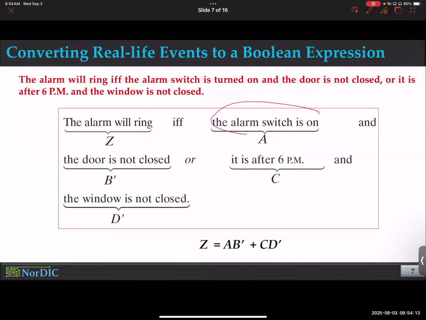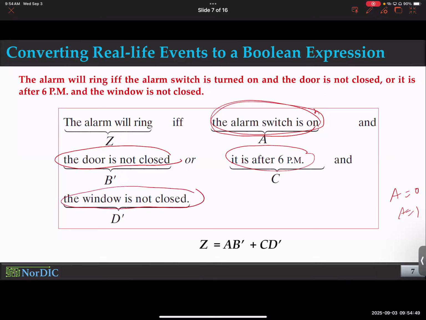If the alarm switch is on, I need a variable to represent the alarm switch. Let's take it as A. If A equals 0, that means the alarm switch is off. If A equals 1, the alarm switch is on. Does that make sense? I need a variable to represent the alarm switch. Is it on or off? And then I need a variable to see whether the door is closed or open. Still with me? Okay. I need a variable to see whether the time is before or after 6. If it is before 6, maybe 0. If it is after 6, maybe 1. And then I need a variable to see if the window is closed or open.